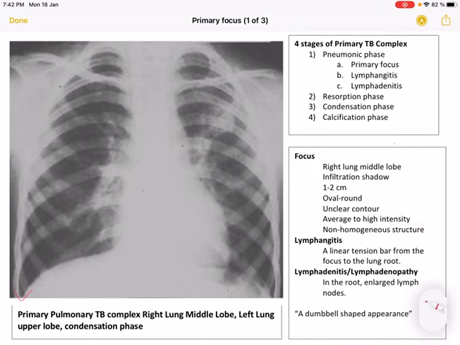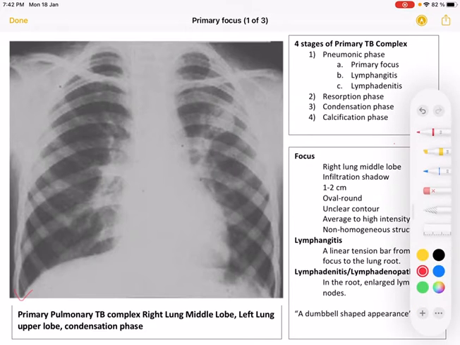So there is a method of explanation. First we need to see the location, where the focus is located. Then we go for the type of the focus, then the stages, then the contour, then the intensity, then the structure, then the shape. So all these properties we will discuss in this video.